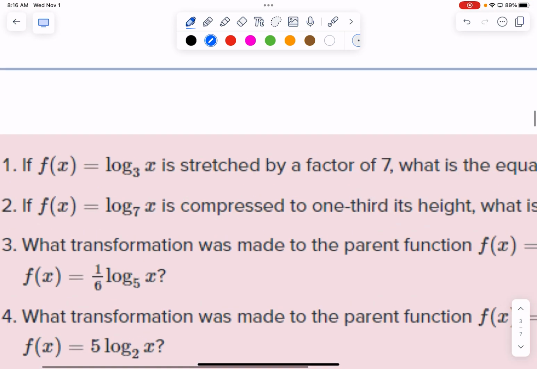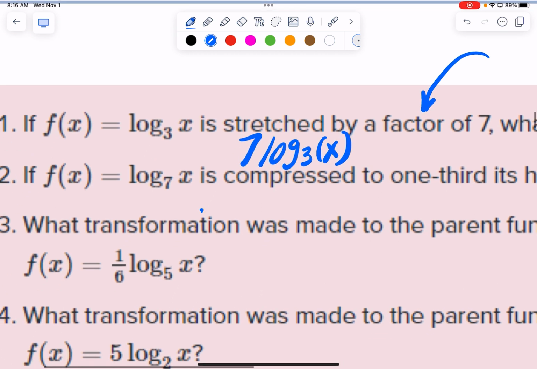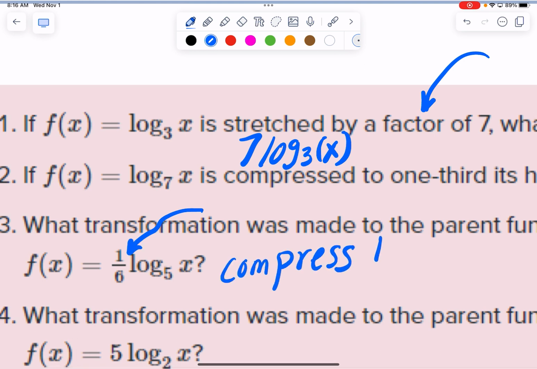Now it says right here, write the equation if it's stretched by a factor of 7. We know that's multiplied in front. This will be just 7 log base 3 of x. Do you guys see how stretch and compressions look? So right here it says, what is the transformation? Compressed by a factor of 1/6. Very good.